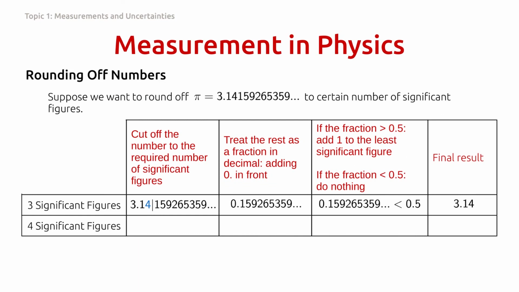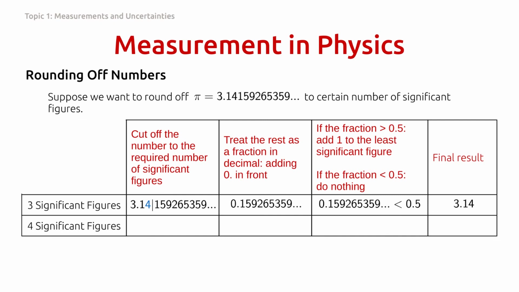In the previous 2 examples, you can see that you need to round off a number so that it has a certain number of significant figures or decimal places. And this is how you round off numbers. Suppose we want to round off pi to a certain number of significant figures. In the first example here, we want to round off pi to 3 significant figures. First off, we cut off the number to the required number of significant figures, in this case 3. The first and the most significant figure here is the digit 3. The second is 1, and the last digit is 4. So the 4 here, written in blue, will be the least significant figure.